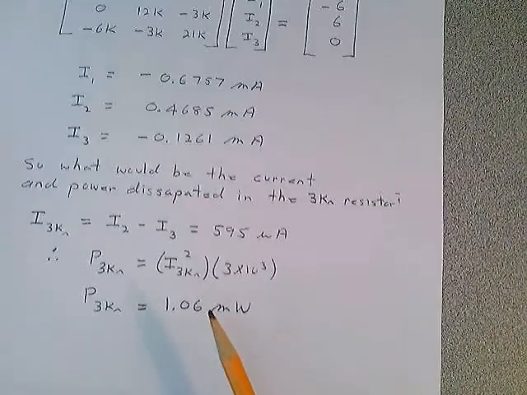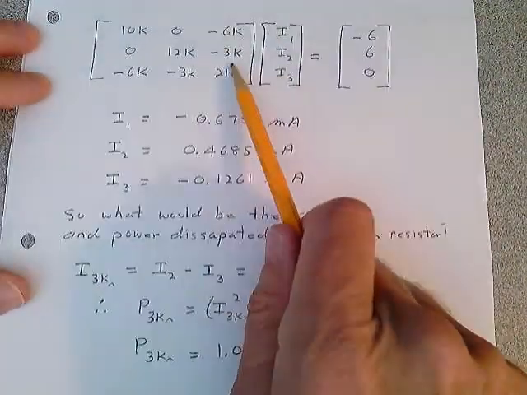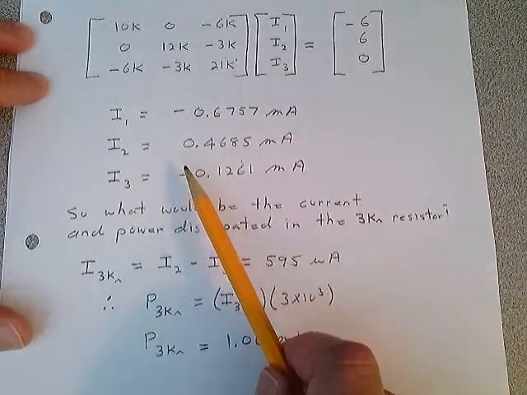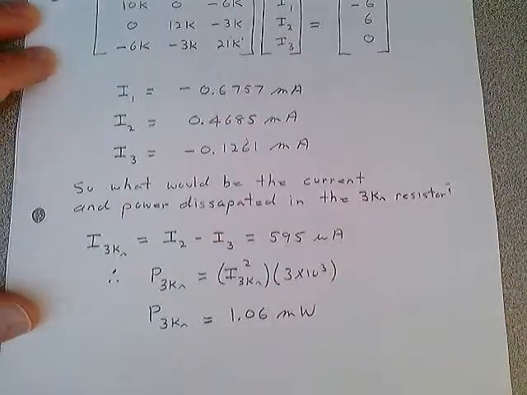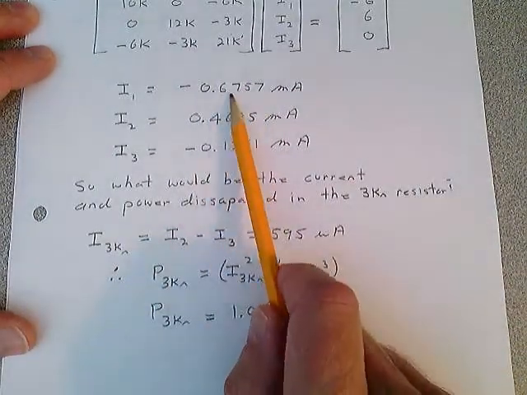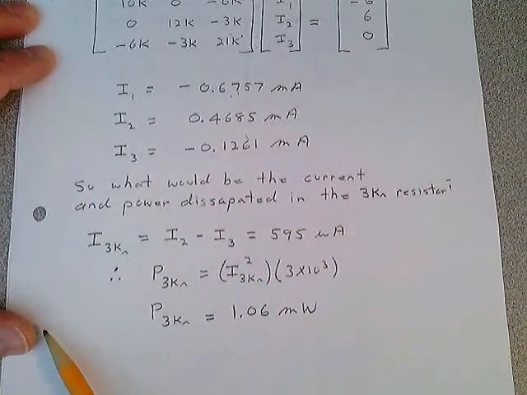I use matrix analysis here to solve for the currents I1, I2, and I3. You can use whatever technique you want once you have the system equations. There's the currents. Notice some of them go in a counterclockwise direction.